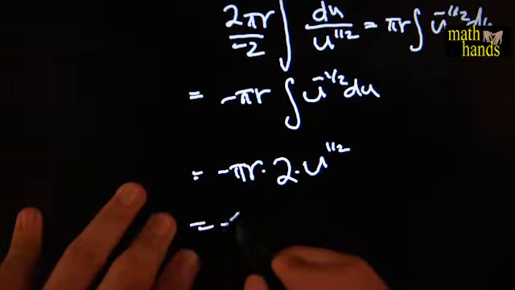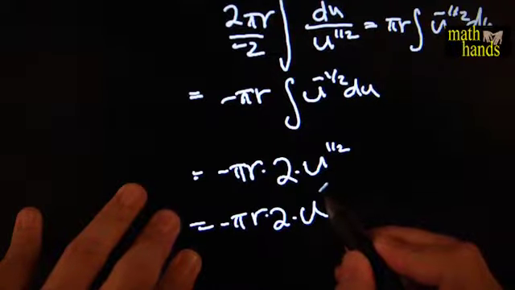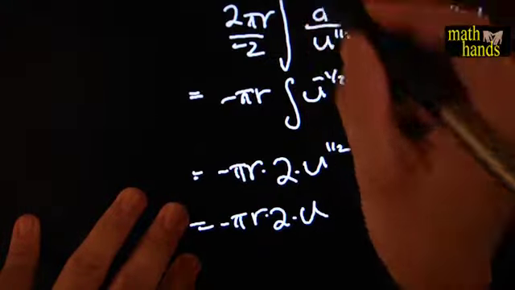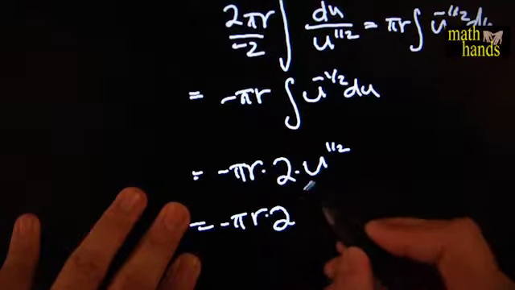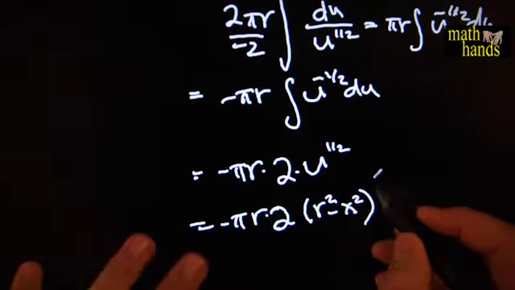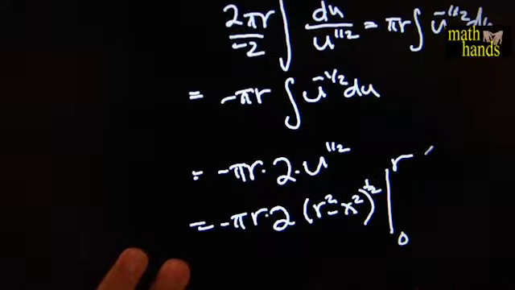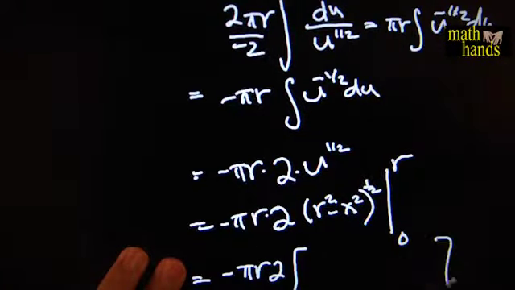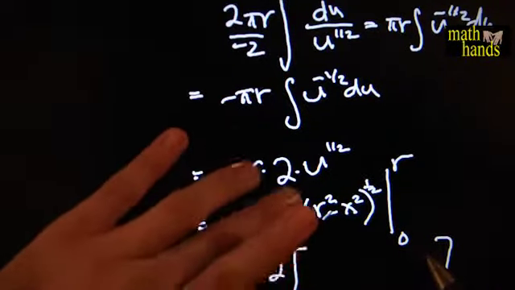And then I change back to my x's. So I go back to the dictionary. How much were my u's worth? They were each worth r squared minus x squared. And of course this whole thing is to the 1/2, and it's going from 0 to r. That will give us, let me think, I'm going to keep this thing out of it, negative pi r times 2. I'll keep that out of it because it has no x's, so it doesn't care what happens with x.